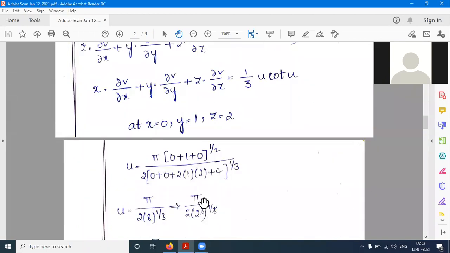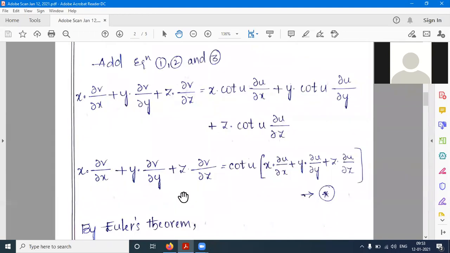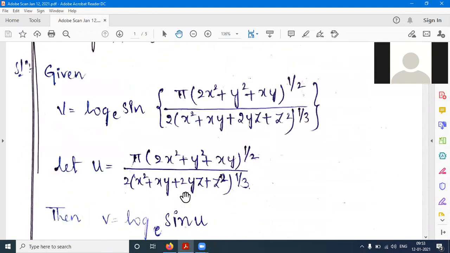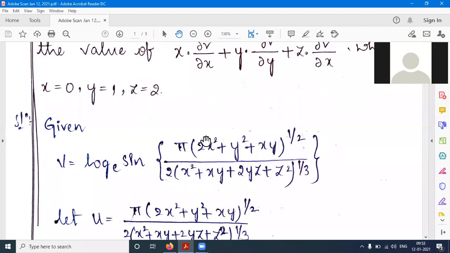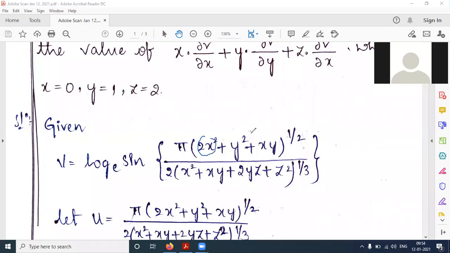But in the question they mention x is equal to 0, y is equal to 1, z is equal to 2. How to calculate the value of the answer? So just substitute x, y, z values in the u value. In place of x, 0 means this becomes 0. Next, this becomes 1. This also, since x is 0, becomes 0.